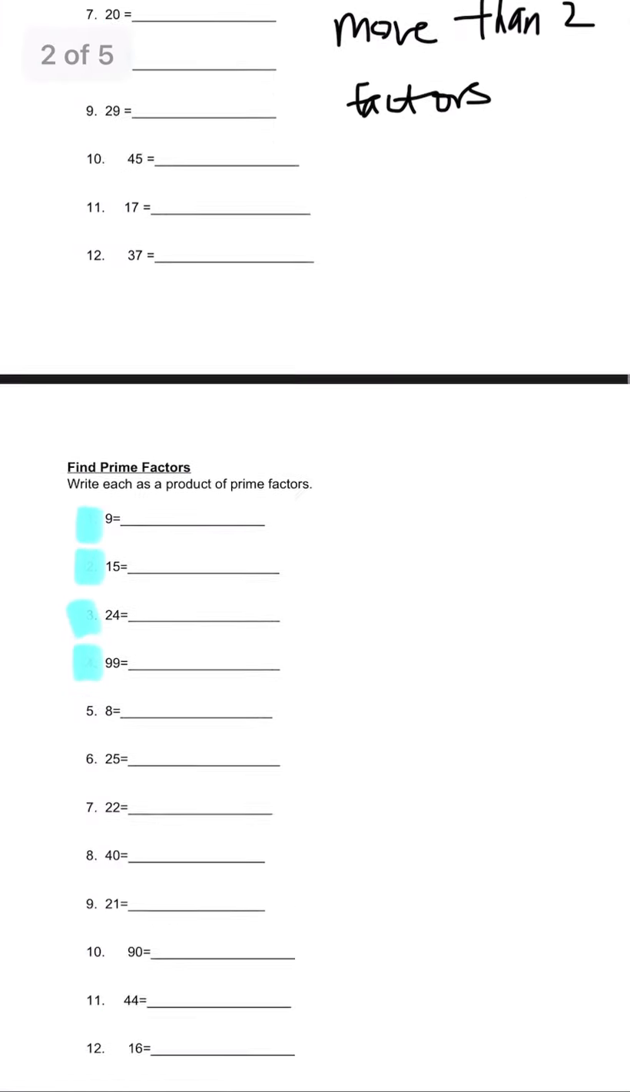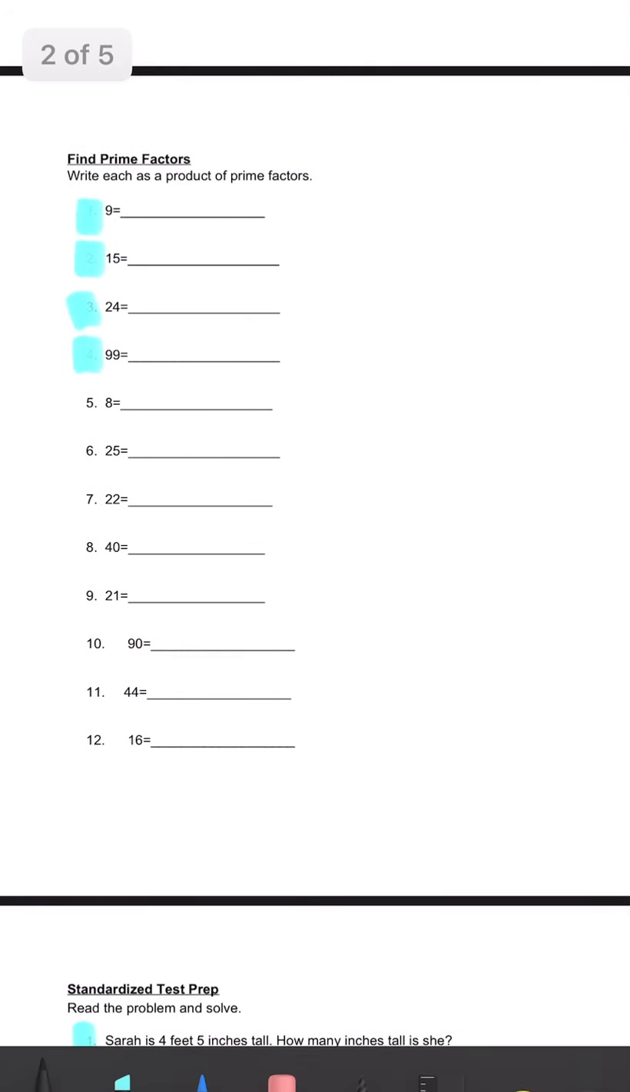Okay, now we'll move on to page number 2. Find prime factors. Write each as a product of prime factors. So basically, we're trying to find the products that are also prime. In order to do this, we have to use a factor tree.